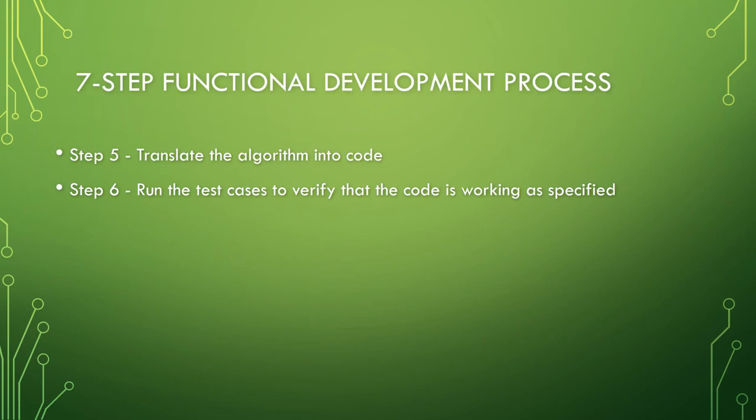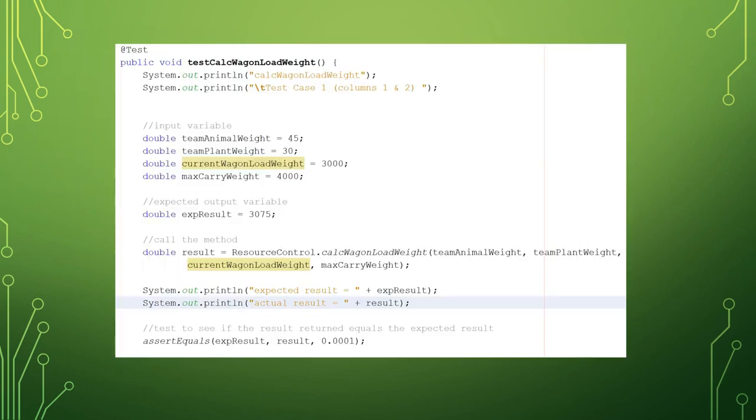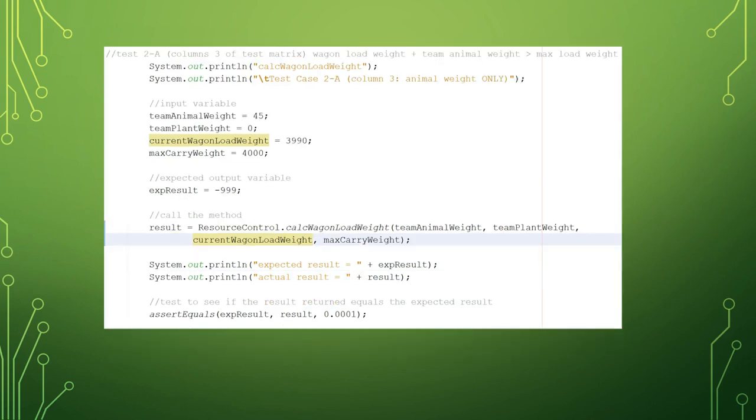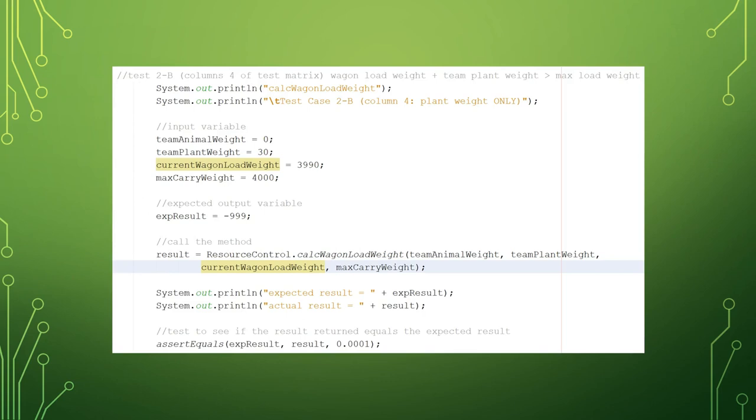After creating the calc wagon load weight function in the resource control class, we then wrote the test case within the resource control test file. This is our valid parameter test case with the values we used in our table of memory locations and test matrix. This is our test case for added animal weight to the wagon exceeding the max load weight. This is our test case for added plant weight to the wagon exceeding the max load weight.